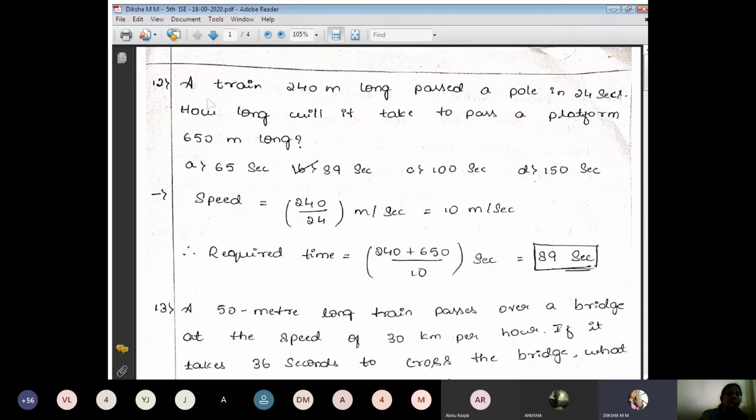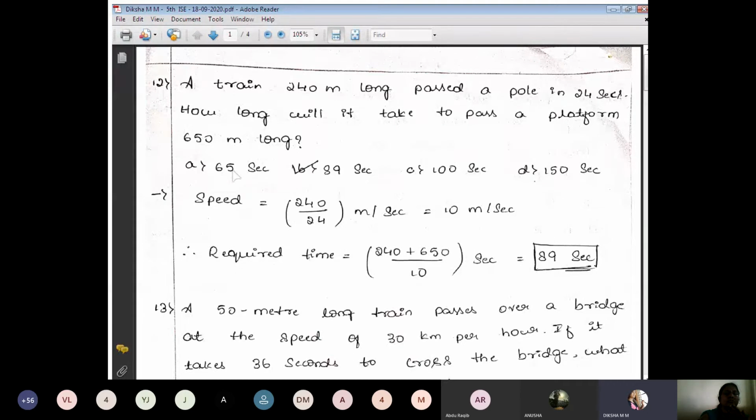They are saying that the length of the train is 240 meters. It passed a pole in 24 seconds. The same train passes a platform of length 650 meters. How much time will it take to pass that platform? So they are asking for the time.